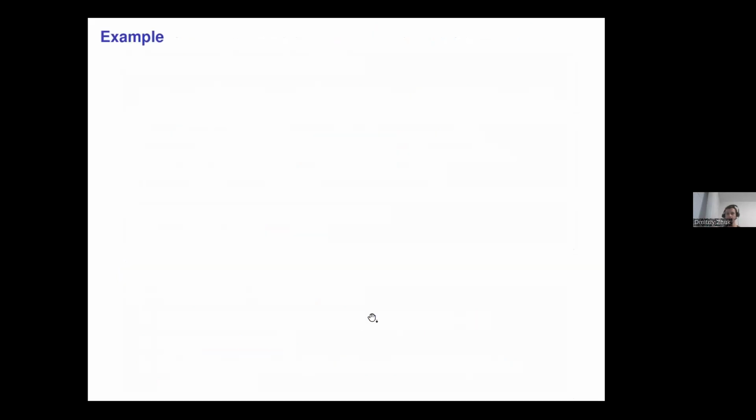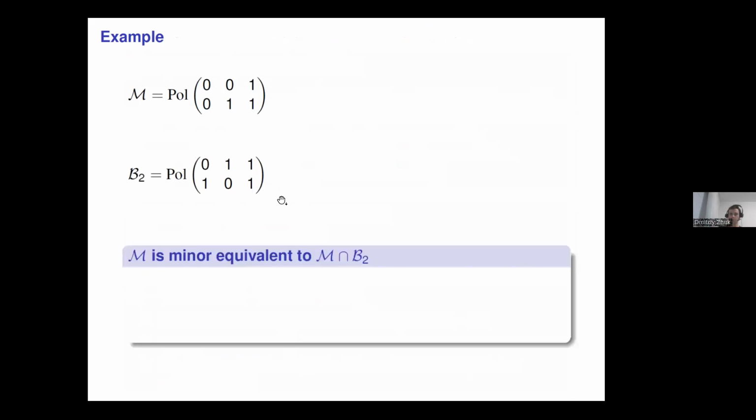Okay. Let me give you an example. Just consider this clone M of monotone operations on a two-element domain. Very simple clone. And another clone, the clone of operations on a two-element domain preserving this one direction. I claim that this M is minor equivalent to M intersection B. In one direction, this minor preserving map is trivial, just identity, because one clone is smaller than another. Let's build another minor preserving map, from M to the intersection of M and B2.